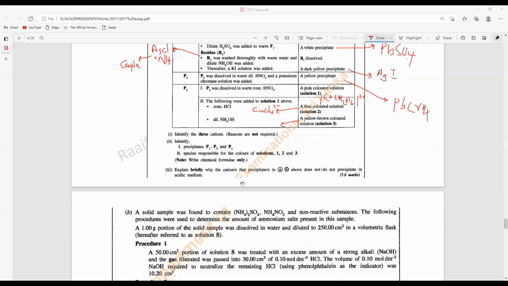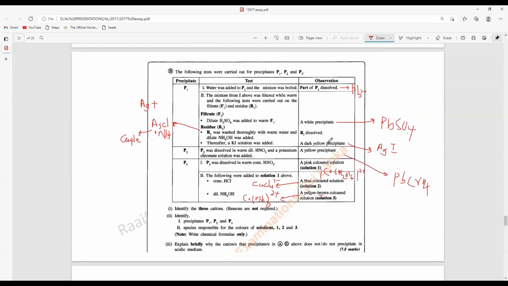And when you have more and more ammonia, it will form Co(NH3)6 2+. This gives the yellow brown color solution. Initially it forms the precipitate, then when you add more and more ammonium hydroxide, it will dissolve and form this amine complex. Identify the 3 cations.